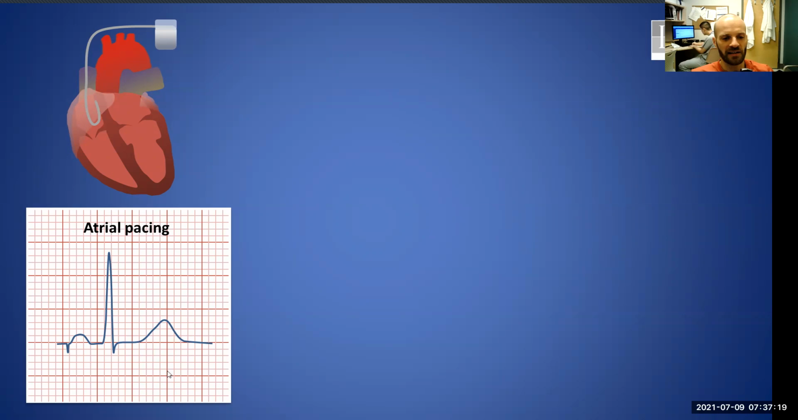Now, if there was already disease in the conducting system, if the patient had a baseline right bundle or left bundle branch block or something like that, you'd see that pattern as well. But for a lot of patients who just need pacing in the atrium, you'll get a narrow QRS complex.